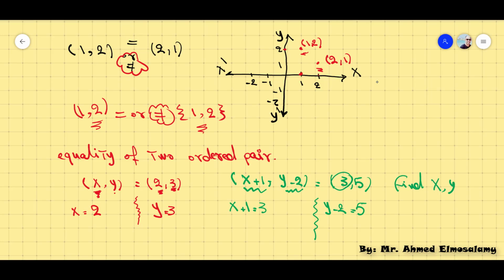By solving the equation, transfer 1 from the left side to the right side. So x will be equal to 3, positive 1 becomes negative 1. Excellent. 3 minus 1 equals 2. Here y equals negative 2. Transfer to the right side, it will be equal to positive 2. So y will be equal to 7.